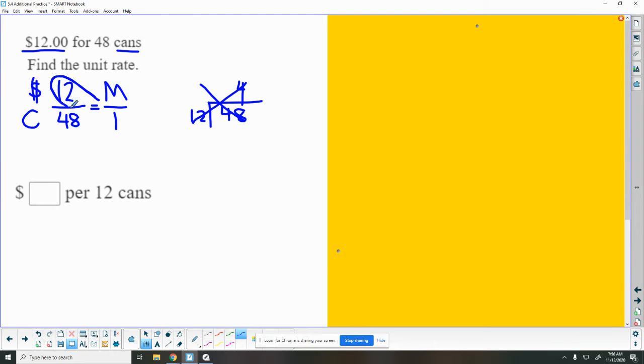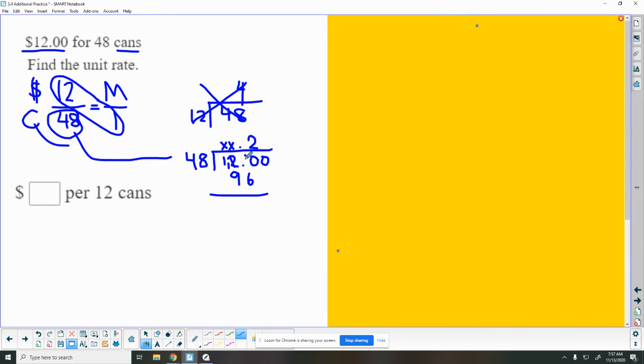If we come back here to our problem, 12 times 1 is 12. And 12 is what goes on the inside, $12. And 48 is by itself, and that's what's going on the outside here. So 48 can't go into 1, and it can't go into 12, but it can go into 120 2 times, which is 96.